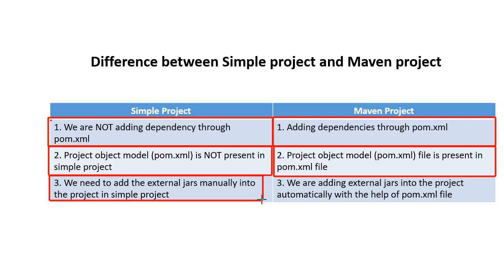The third thing is that we need to add external jars manually into the project in a simple project. On the other hand, we add external jars into the project automatically with the help of pom.xml. So the entire game is around this pom.xml file. What is this pom.xml? It is the project object model file. It is actually an XML file and it is available in a Maven project only. So in a simple project we don't have this file, and in a Maven project we have this.